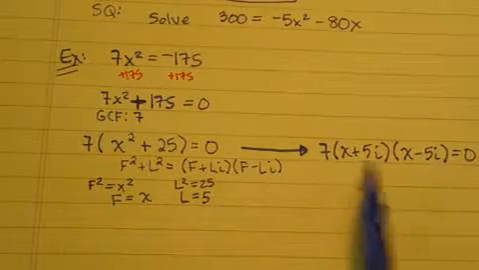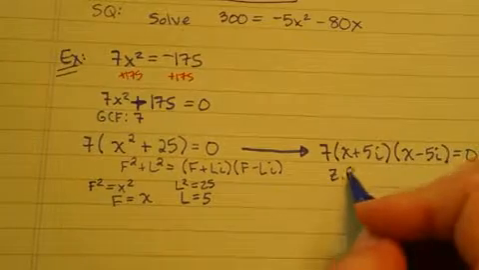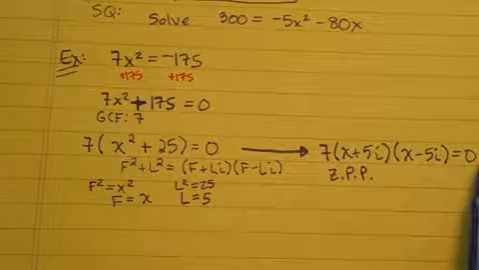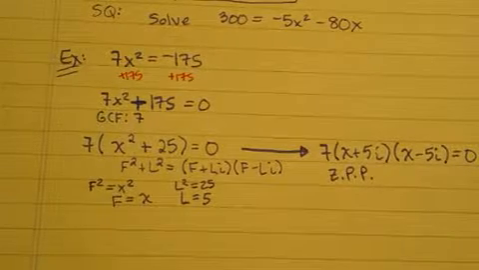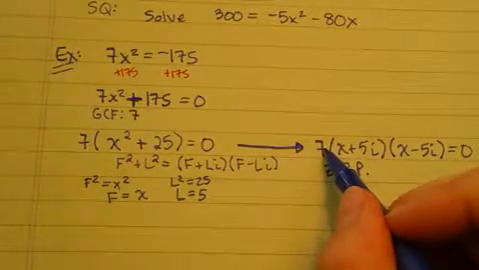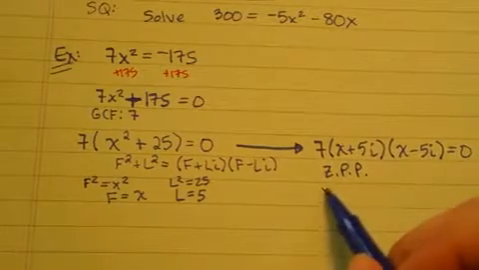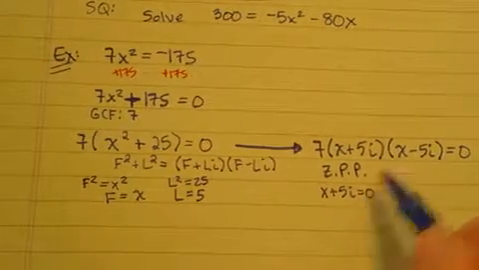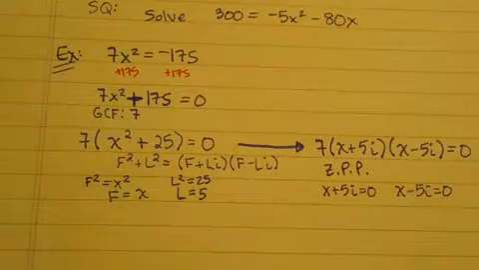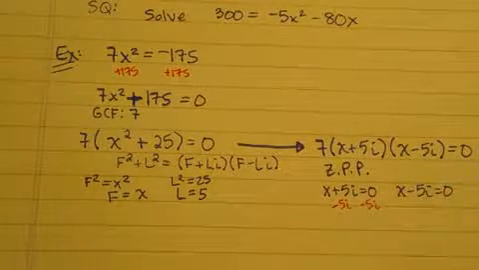Now that this whole thing is factored, I can use the zero product property. Zero product property says that when I have factors multiplied by each other and the result is 0, that means that one of those factors had to be equal to 0. I am not going to set 7 equal to 0 because it's a constant factor. I am going to set x plus 5i equal to 0, and I am also going to set x minus 5i equal to 0, and I will solve those using regular algebra methods.